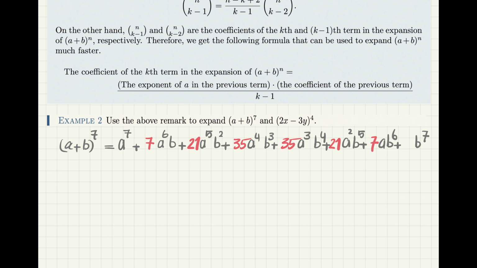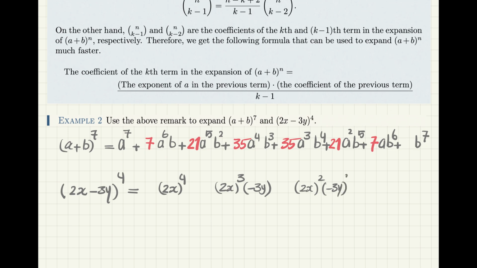Okay, so now let us go to the next one. Here, be careful about this one. If I want to expand it to power 4, you know what to do. Here, this number is playing the role of A, minus 3y is playing the role of B. So what does it mean? It means that definitely this will start with 2x to power 4. The next term would be 2x to power 3 multiplied by minus 3y. The next term would be 2x to power 2 times minus 3y to power 2.